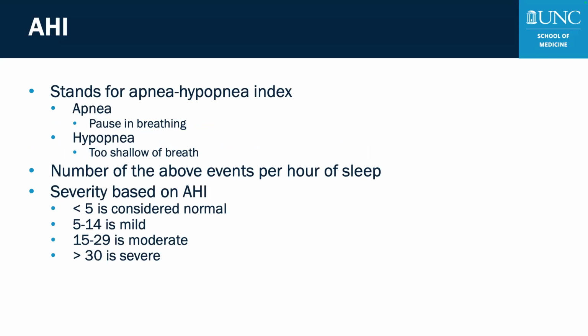We define it by AHI, or apnea-hypopnea index. Again, apnea is a pause in breathing, hypopnea is too shallow breathing, and the AHI is the number of these events per hour of sleep. So when you have a sleep study, how many do you have? The severity is based on that index, and you're allowed to have a few. Less than 5 is considered normal, but 5 to 14 is considered mild sleep apnea. 15 to 29 is considered moderate, and anything 30 and above is considered severe sleep apnea.